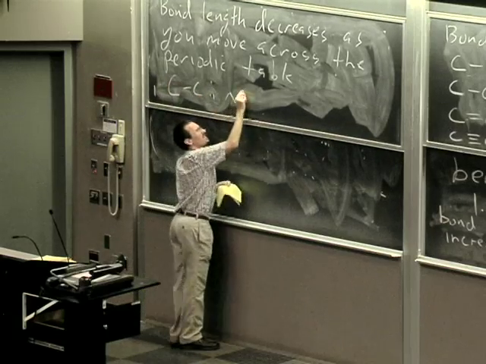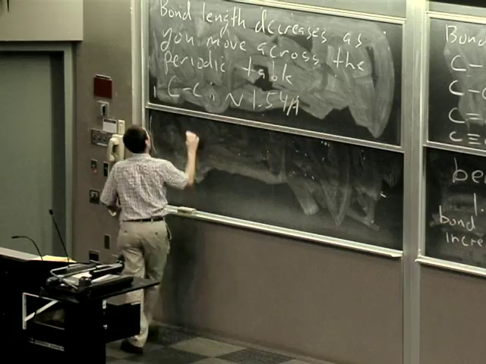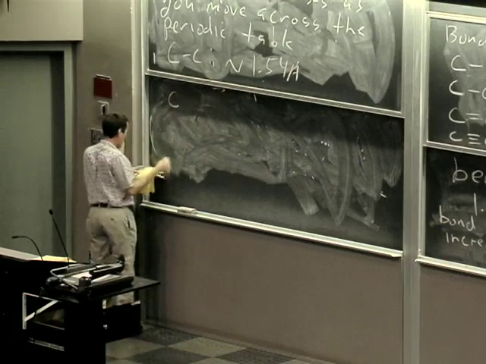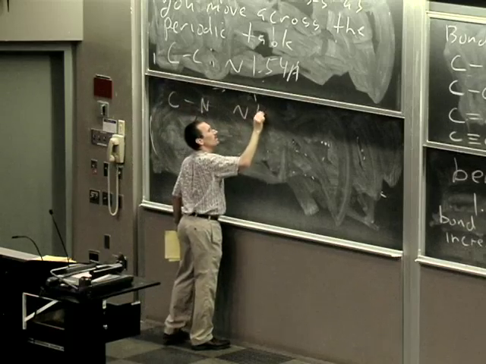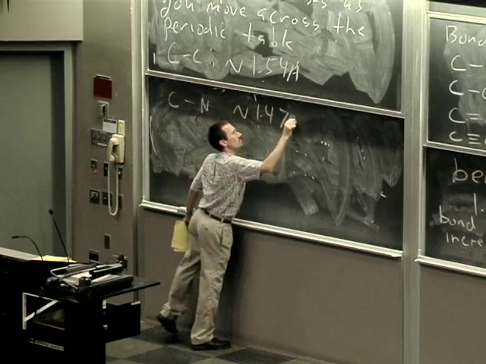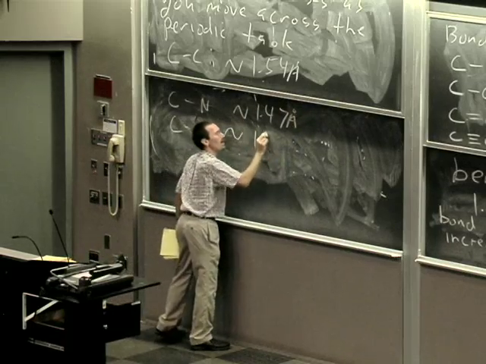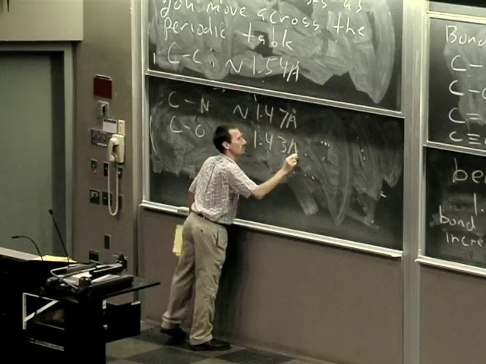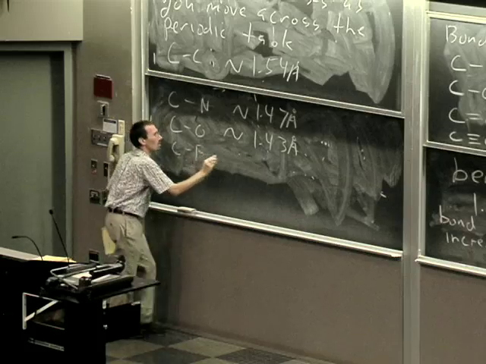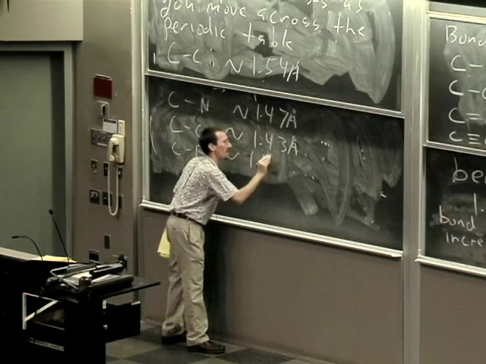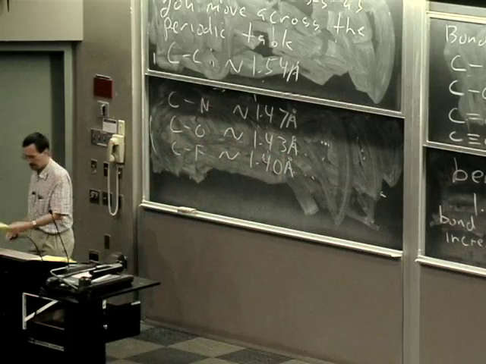Carbon-carbon single bond, about 1.54 angstroms. Carbon-nitrogen single bond, about 1.47 angstroms. Carbon-oxygen single bond, about 1.43 angstroms. And carbon-fluorine bond, 1.40 angstroms.